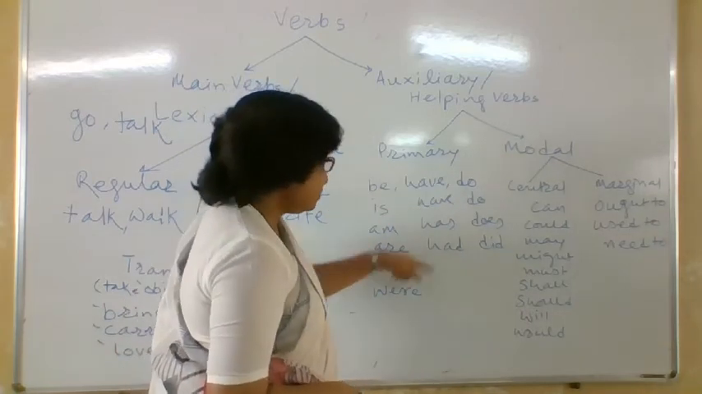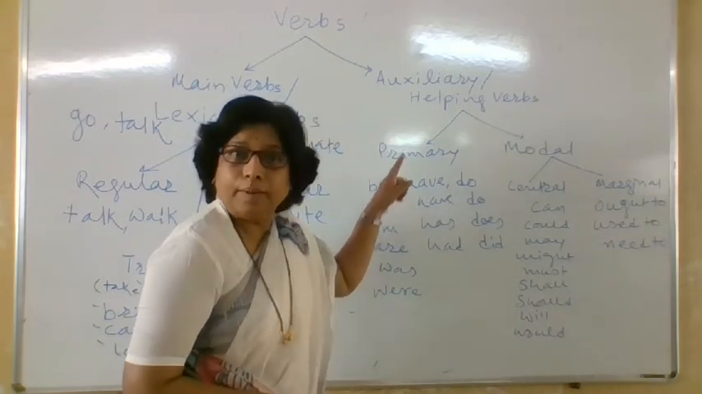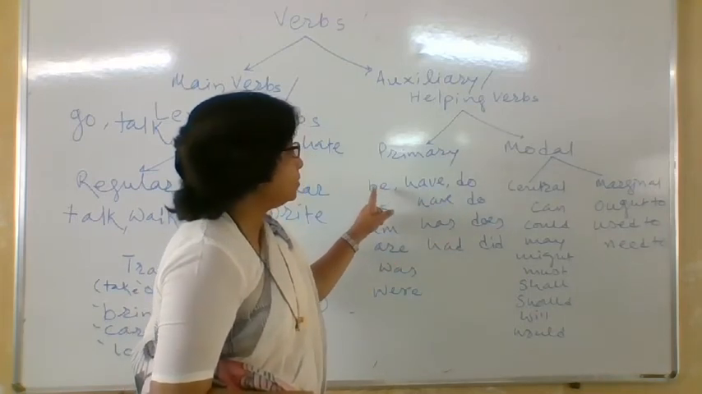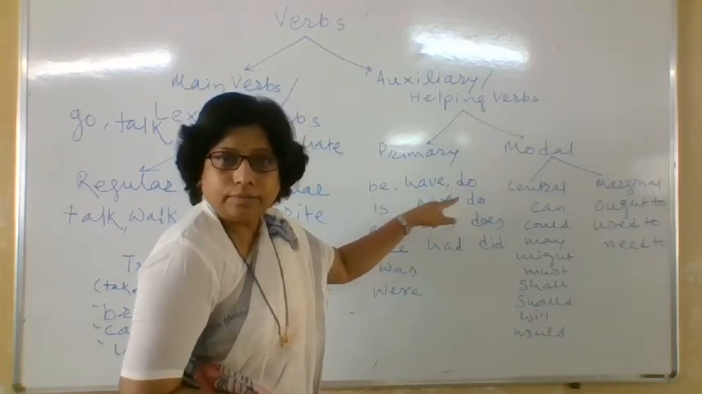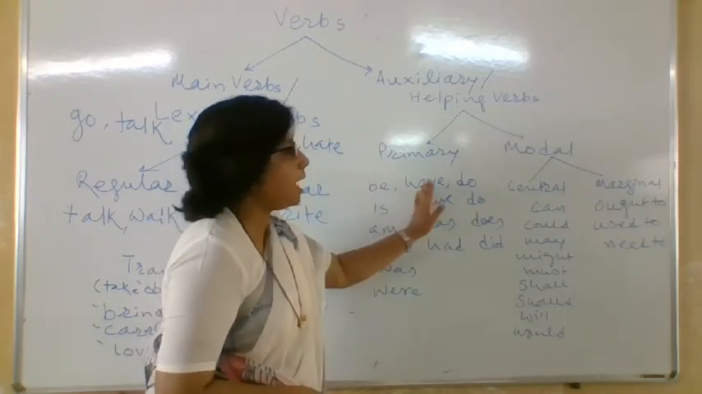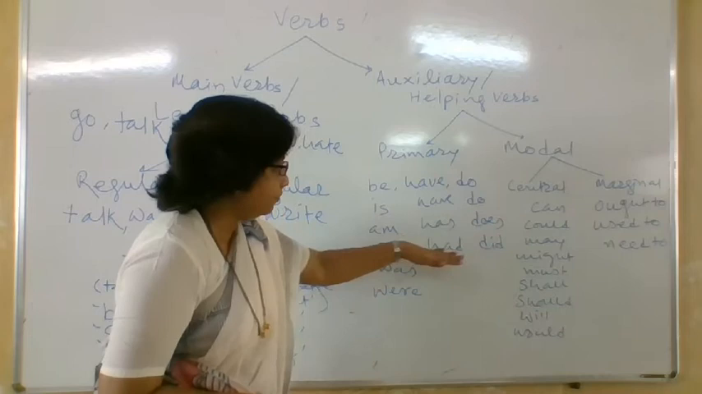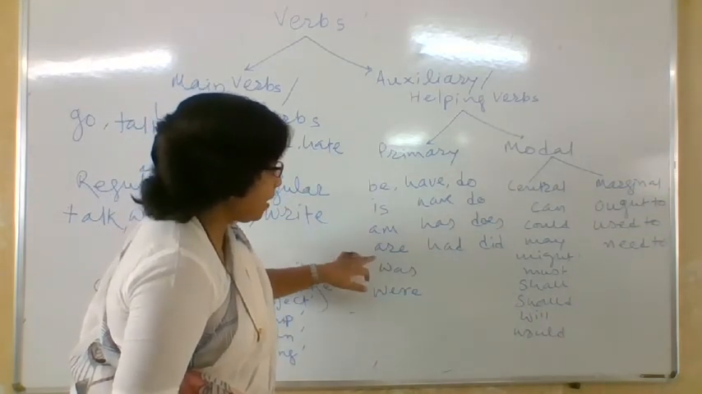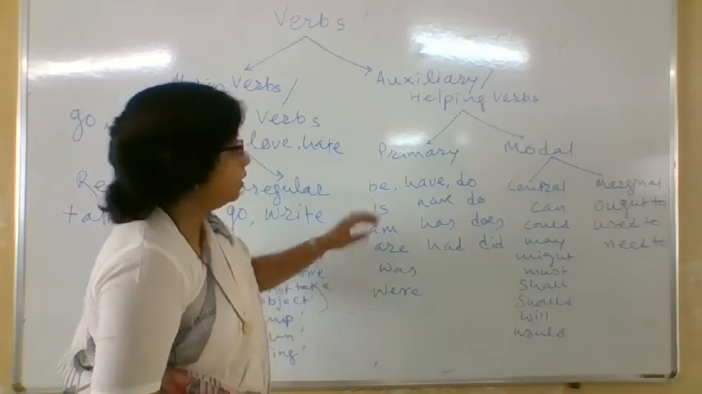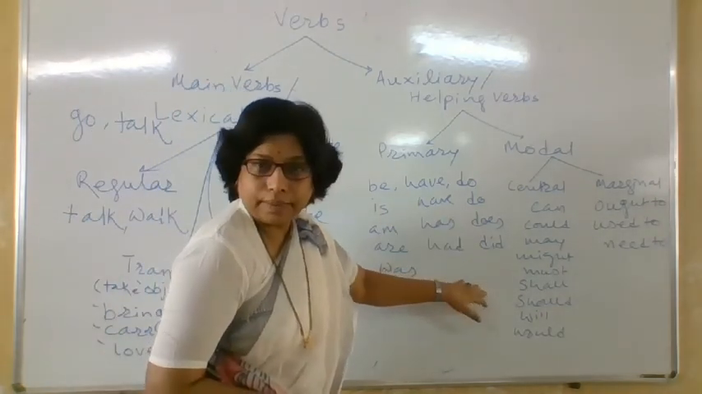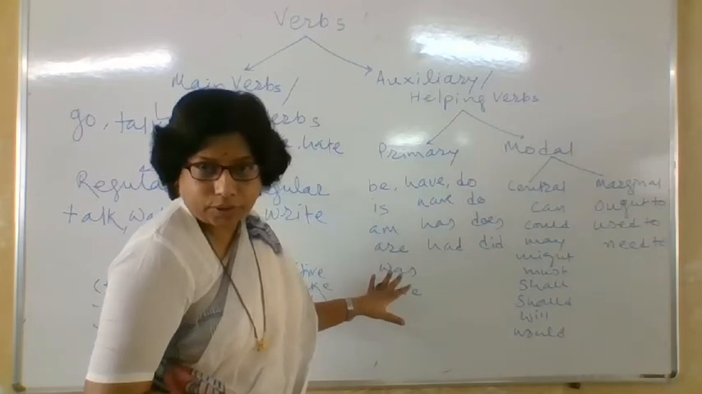So these are known as the primary auxiliary verbs, and there are three major verbs which are the primary auxiliary verbs, that is be, have and do. Of course, there are different forms. Be has these five forms: is, am, are, was, were. Have, has and had. And do, does, did. So these are the primary auxiliary verbs.